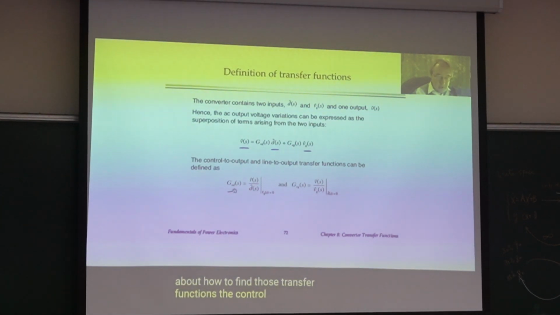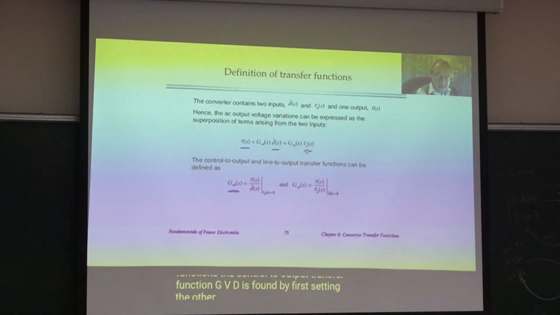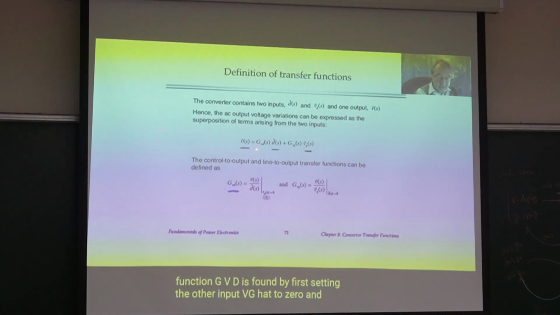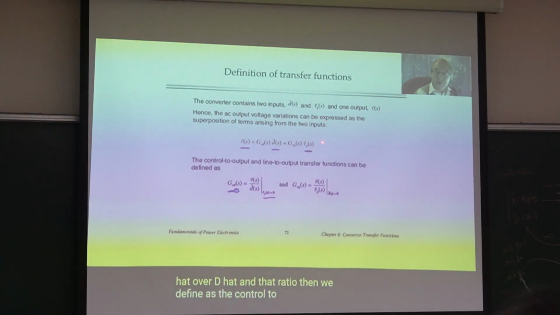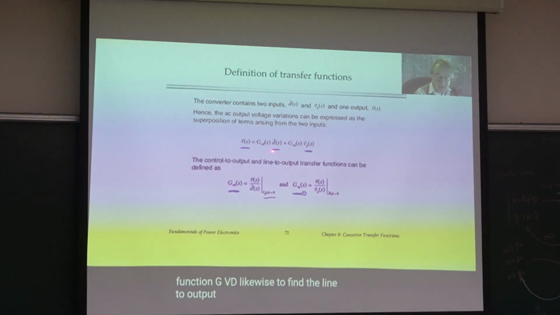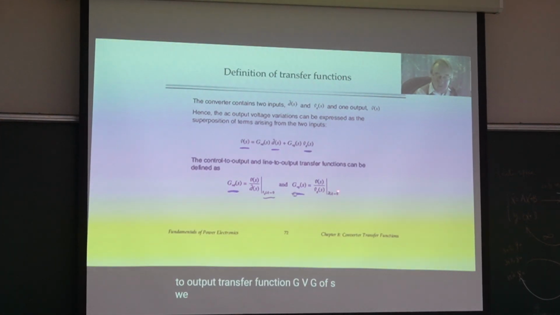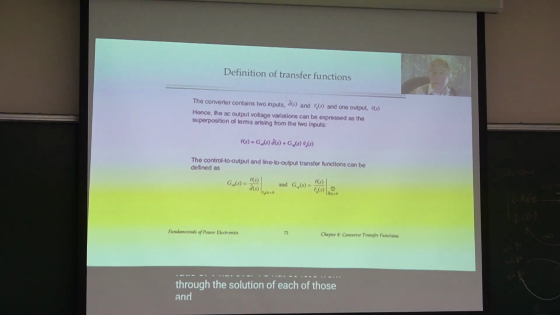So how can we find the transfer function? The transfer function Gvd is found by first setting vg hat to 0, and then finding the ratio v hat over d hat. So at that moment, vg hat is 0 and we only consider this item. Likewise, to find the second transfer function Gvg, we neglect this one, set d hat equal to 0, and we can calculate the second item. So let's work through the solution of each of those and then construct the transfer functions.